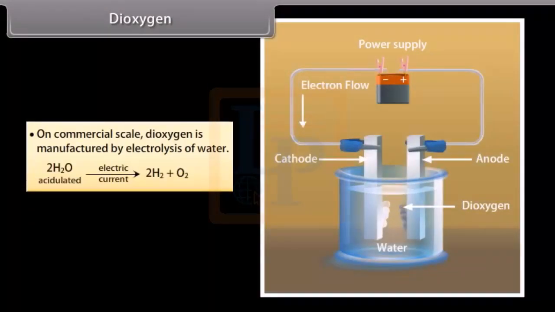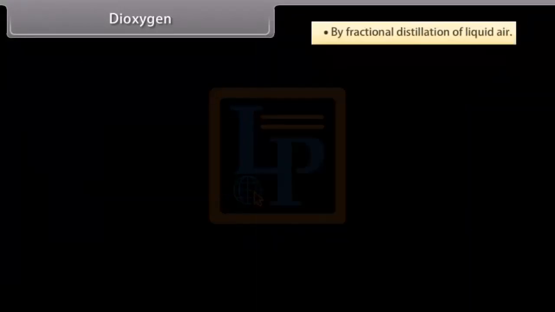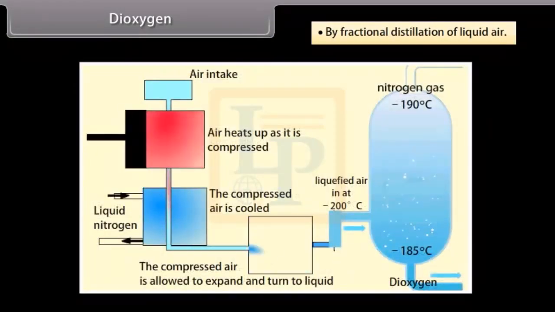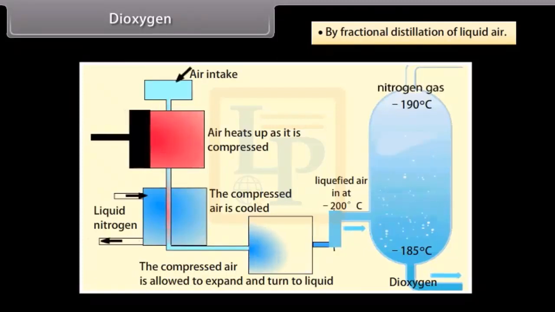On commercial scale, dioxygen is manufactured by electrolysis of water and by fractional distillation of liquid air. When liquid air is distilled, nitrogen with lower boiling point distills out first, leaving behind practically pure dioxygen.